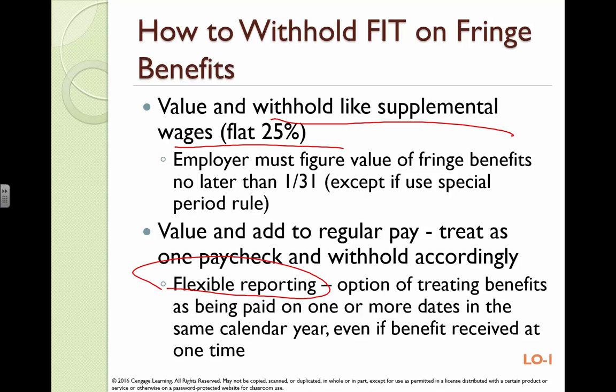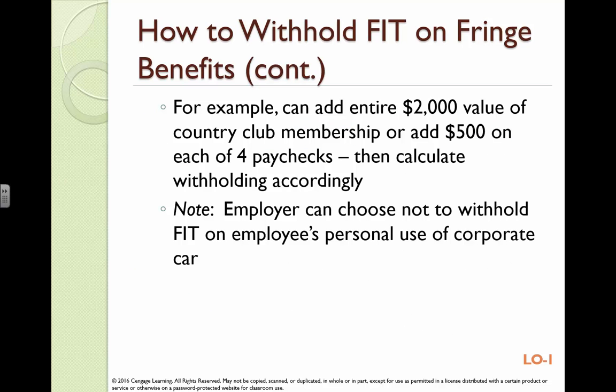Do you have questions about how this works? I don't know if I have an example. Oh, here it is. For example, if you have an entire $2,000 value of country club memberships, you can put that all on one check, or you can add $500 on each of 4 checks. So it's totally flexible. You can do whatever you want to do, and the employer's got to help you make that happen.